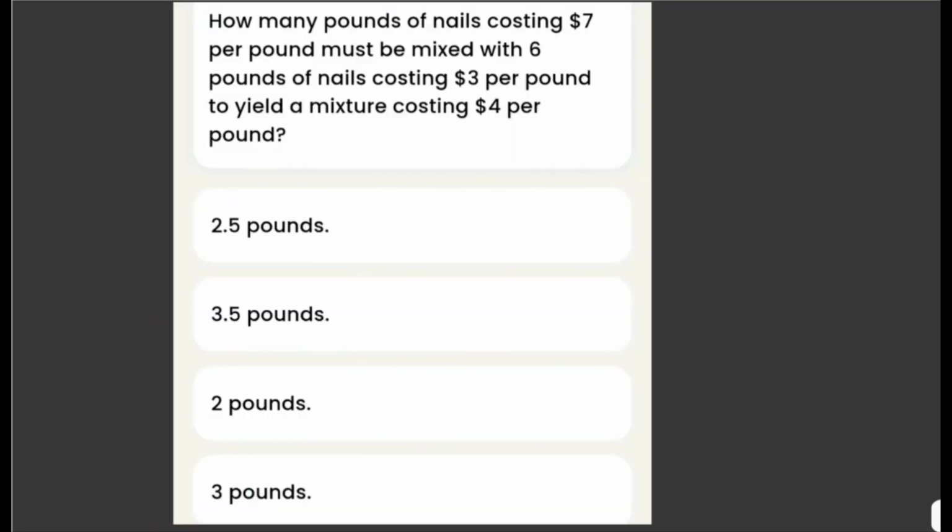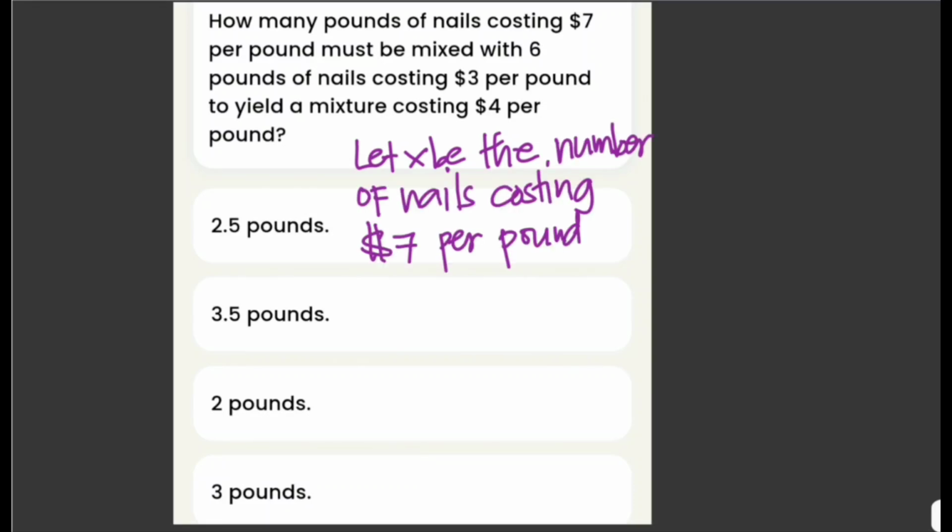How many pounds of nails costing $7 per pound must be mixed with 6 pounds of nails costing $3 per pound to yield a mixture costing $4 per pound? Now, to solve this problem, we just have to let x be the number of pounds of nails costing $7 per pound.